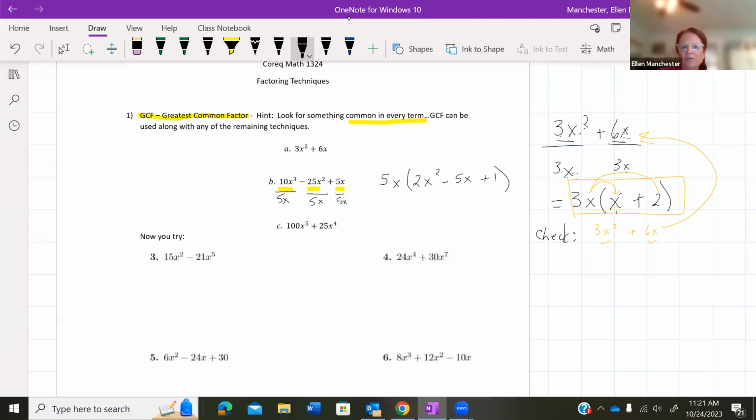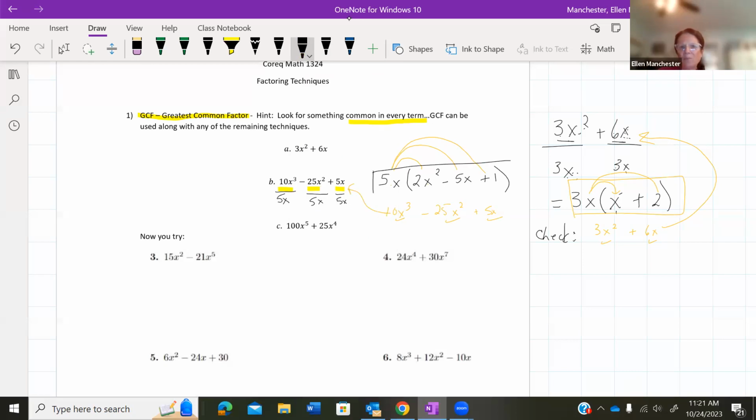So notice I'm never going to stop until I have 3 terms inside the parentheses because I started with 3 terms. Okay. And then to check it, I'm going to always check it in a different color. If I check it, 5x times 2x squared is 10x cubed. 5x times negative 5x is negative 25x squared. And 5x times 1 is 5x. So you can see I'm right back to where I started. So all of this checks.